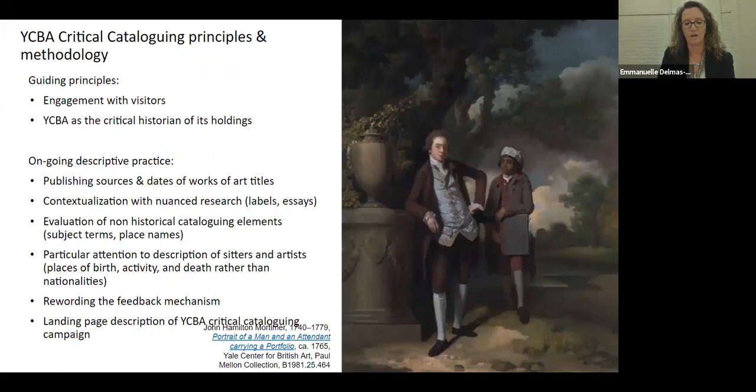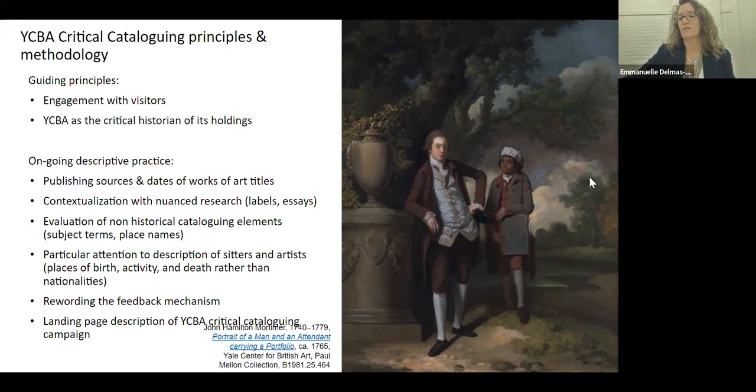Next slide, please. So two key principles guide our ongoing re-evaluation of our cataloging practices at the museum. Firstly, the museum's engagement with visitors. We are committed to creating respectful and inclusive descriptions of our collections so that visitors to the museum's physical and online spaces can have a meaningful experience. At the same time, we're keenly aware of the need to bear witness to and confront the history of our collections. As a critical historian of its own collections, the museum needs to welcome opportunities to change. And therefore, we aim to be transparent about what's been accomplished and what remains to be done.